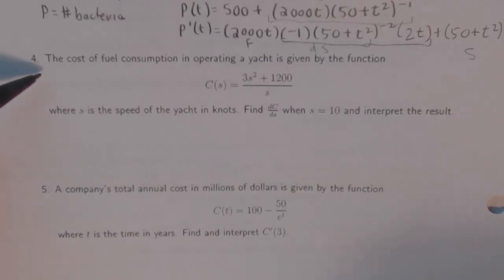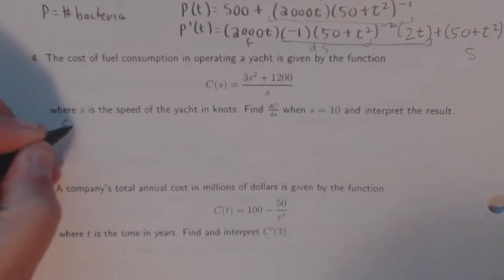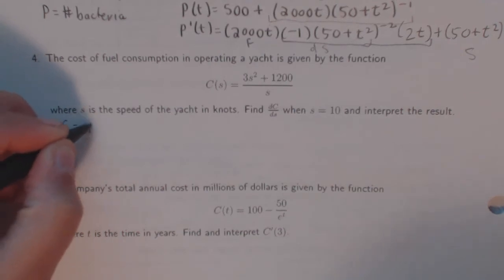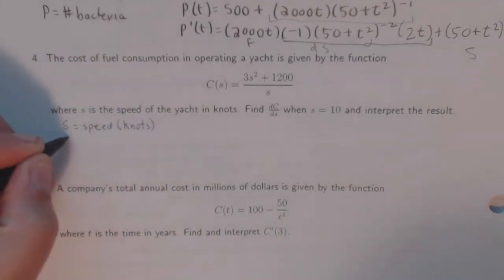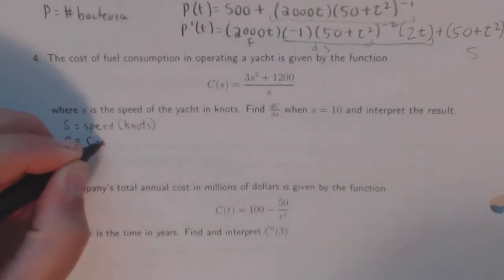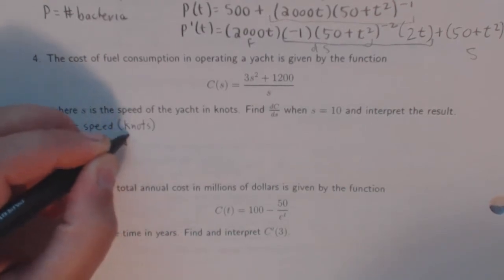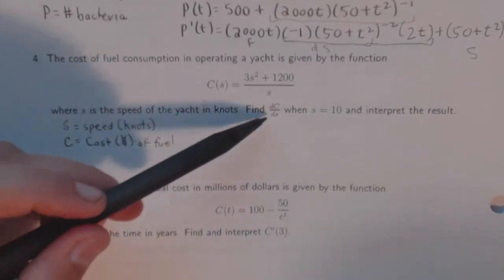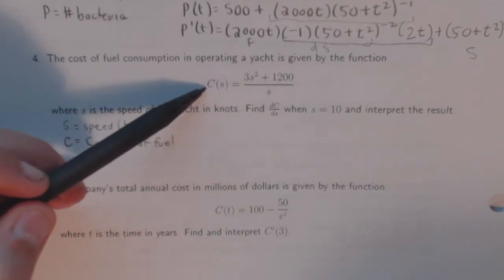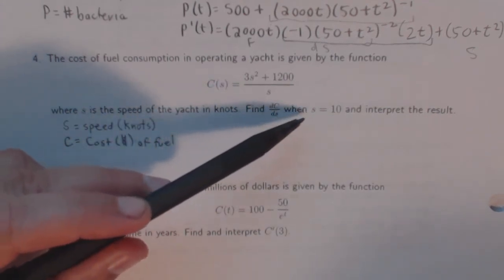Number 4 says the cost of fuel consumption in operating a yacht is given by the function C of S equals 3S squared plus 1200 over S, where S is the speed of the yacht in knots. My input variable is S, and it's speed, and the units are knots. And then C is cost, so that's dollars of fuel. Then it says find dC over dS, the derivative of the cost function with respect to S when S is 10, and interpret the results.